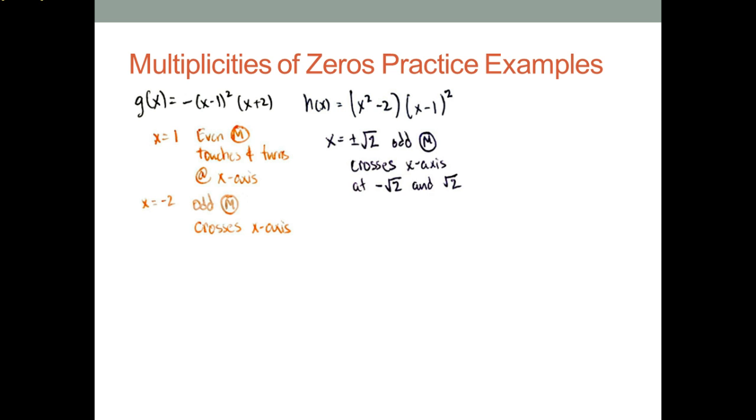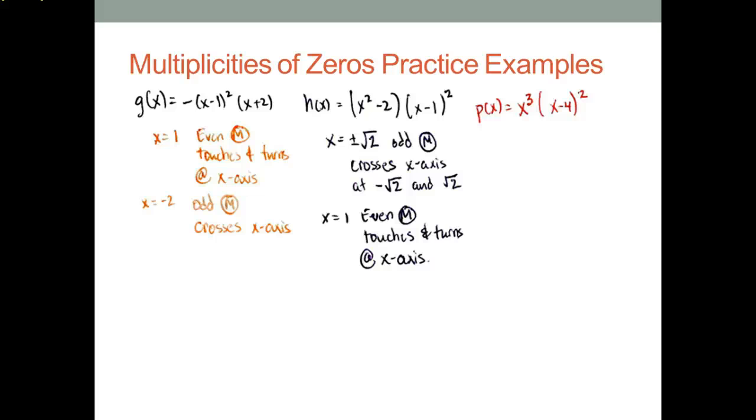So if you unpause the video, you see that I have plus or minus √2, and that's where it comes from the first term for h of x. It's an odd multiplicity because the multiplicity is 1, and it crosses the x-axis at -√2 and +√2. And at x equals 1, it has an even multiplicity because that's a 2 for an exponent, so it definitely touches and turns at the x-axis. I would take a moment, I would graph h of x in Google or on your graphing calculator to show yourself that this is actually the behavior of the graph at -√2, +√2, and at 1.